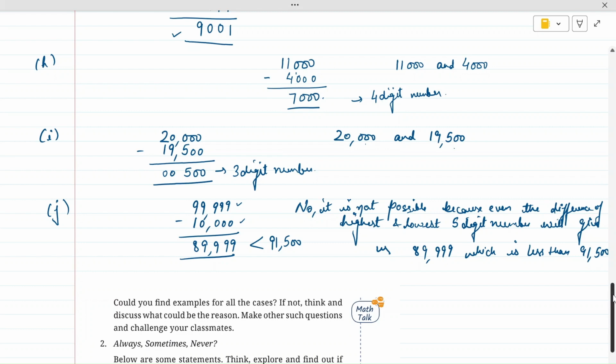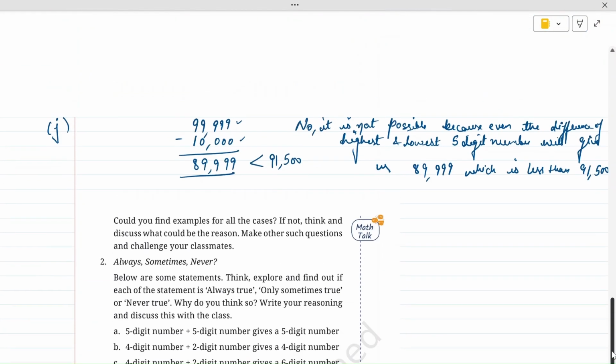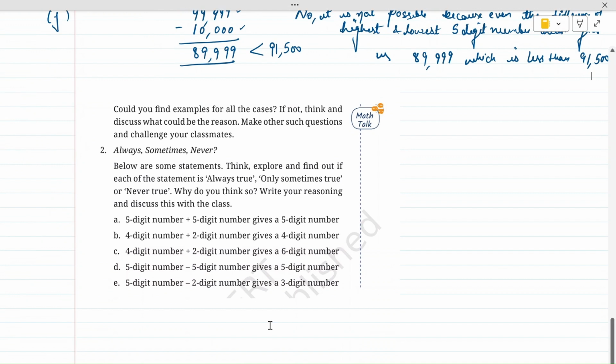Now kids, on the basis of what we have done, we can find out question number 2 very quickly. Okay, so let's try to finish this also today, in today's class only. So what we have here is always, sometimes, or never. Below are some statements.